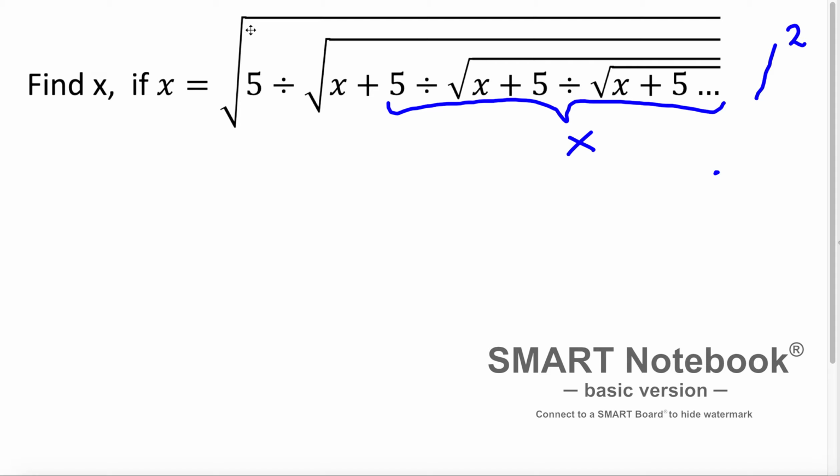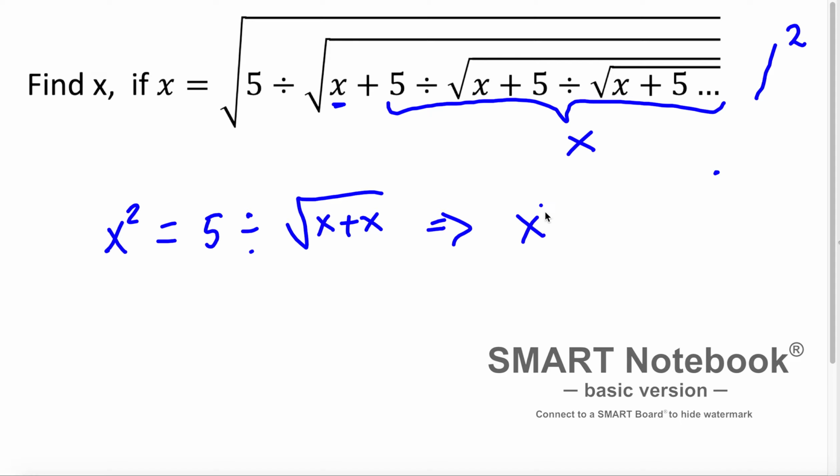So this radical is going to disappear because the index 2 simplifies with the square 2. And on the left side is going to be x squared, equal to 5 divided by the square root of x plus, instead of this part that goes to infinity, we can substitute x and write plus x. And this implies x squared is equal to 5 in fraction form divided by the square root of 2x, because x plus x is 2x.